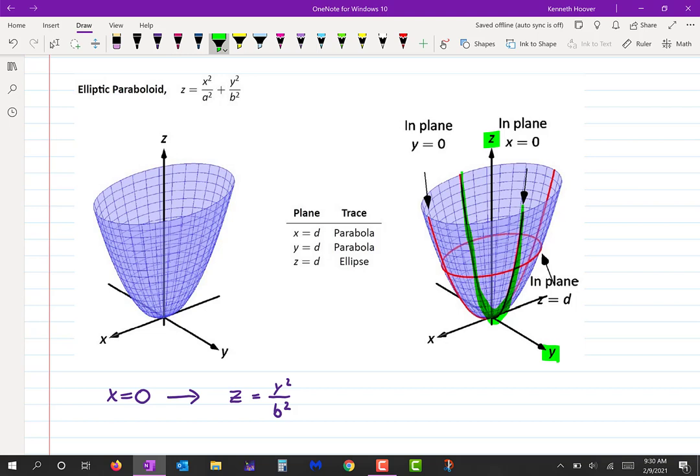That parabola right there is in the zy plane. That's what it means when you set x equal to 0. It means you're flattening everything down into the zy plane. And you would get z equals y squared over b squared. B is just a number, okay? So in other words, what you have there is z equals a number times y squared. And that number would be 1 over b squared, okay? And that's a parabola. So we call that the trace in the plane x equals 0.